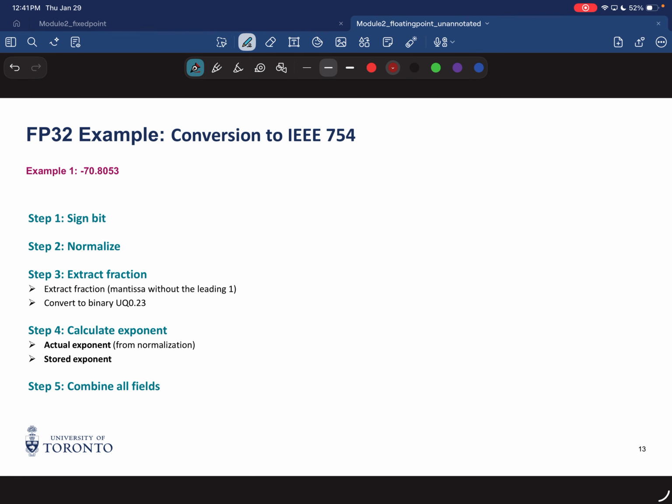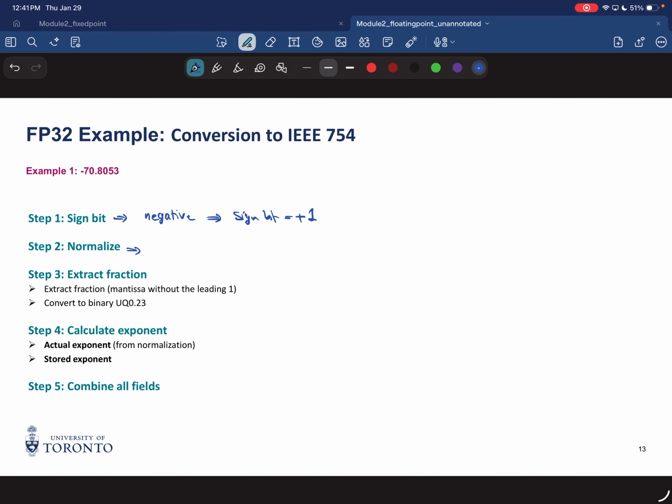Let's do an example, so this all would make sense, okay? We have minus 70.8053, and we want to convert it into floating point, okay? So the sign bit, what is the sign bit? 1, perfect. We have negative, so sign bit is 1.